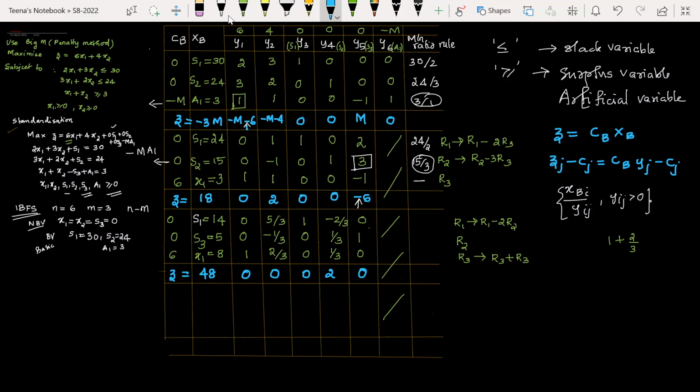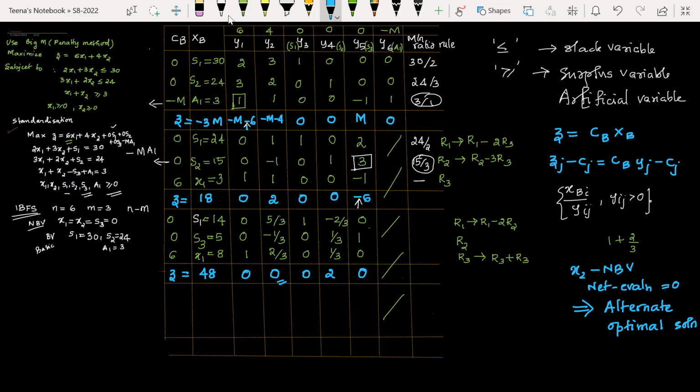But there is a difference in this particular question. The net evaluation corresponding to a non-basic variable is also equal to 0. See the situation? The net evaluation corresponding to a non-basic variable. This x2 is a non-basic variable. Its net evaluation is equal to 0, and that leads to the existence of an alternate optimal solution. Alternate optimal solution may exist. So the net evaluation corresponding to a non-basic variable being equal to 0 indicates the existence of an alternate optimal solution.